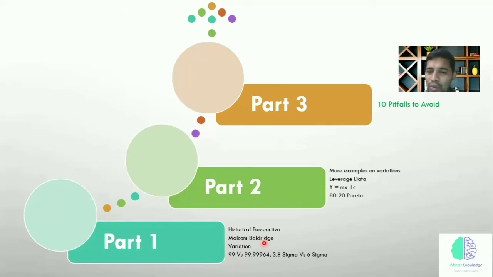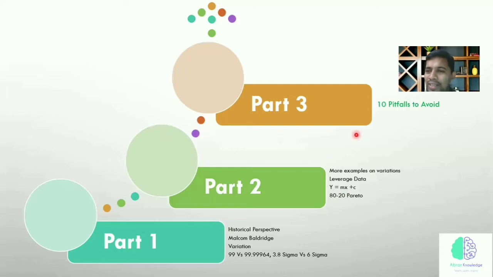And then in part two, we talked more about variation, what is meant by variation, and specifically what the different types of variation are, and then how we can leverage the data, and it all begins with something called y equals mx plus c. Y is the output, x is the input, and how we can have that, which can be controlled, and so on. And then we touched upon Pareto slightly in part two.